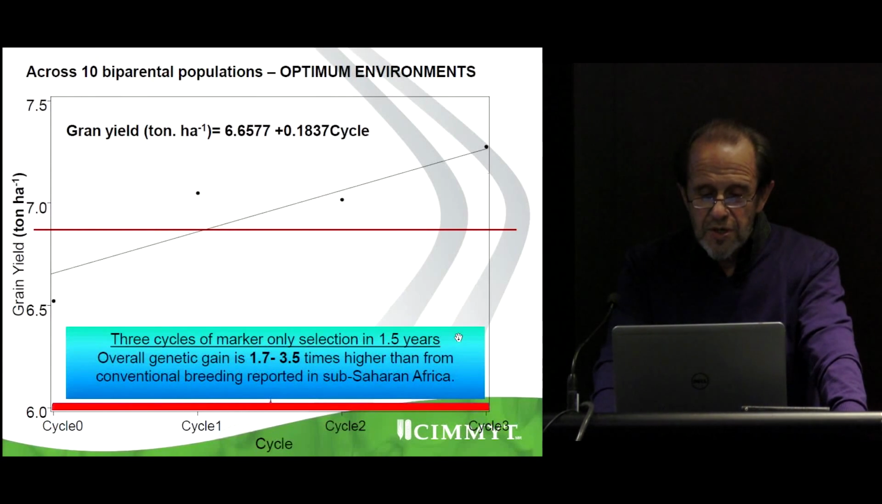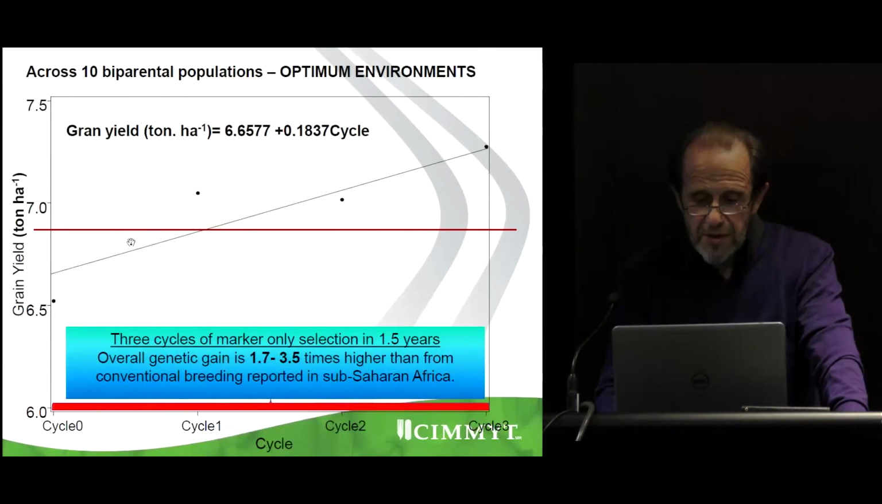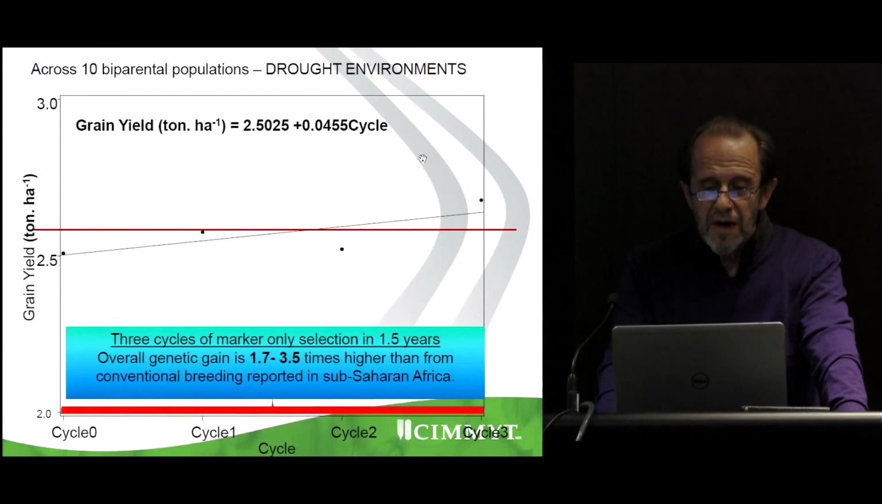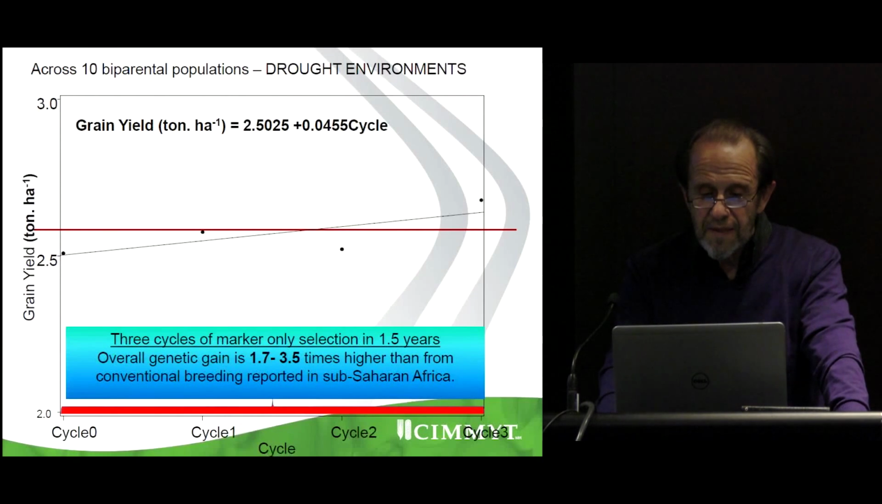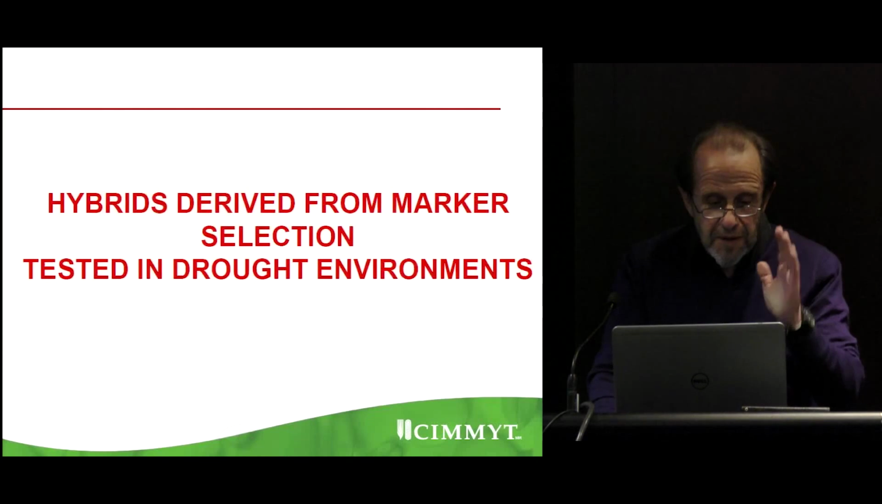So this is for the optimal environments. Cycle 0, cycle 1, cycle 2 the same, cycle 3 increase. This is in drought environments. The line is not as steep as for optimal environments. But this is very interesting.